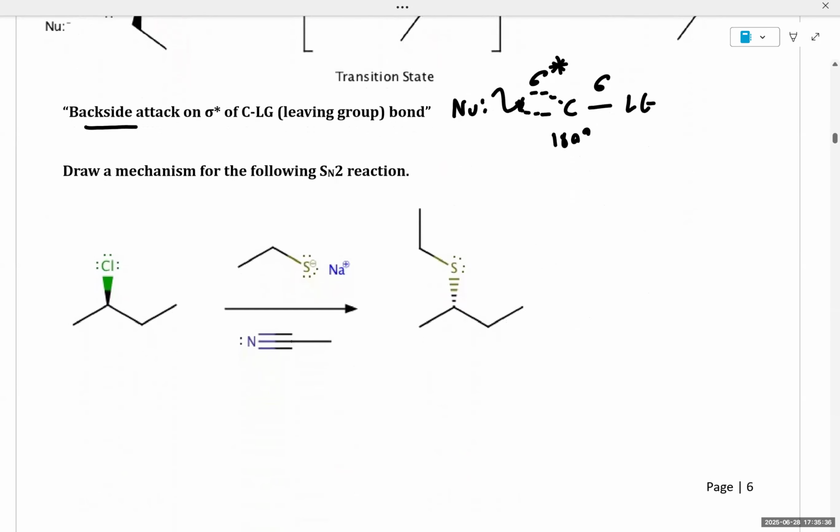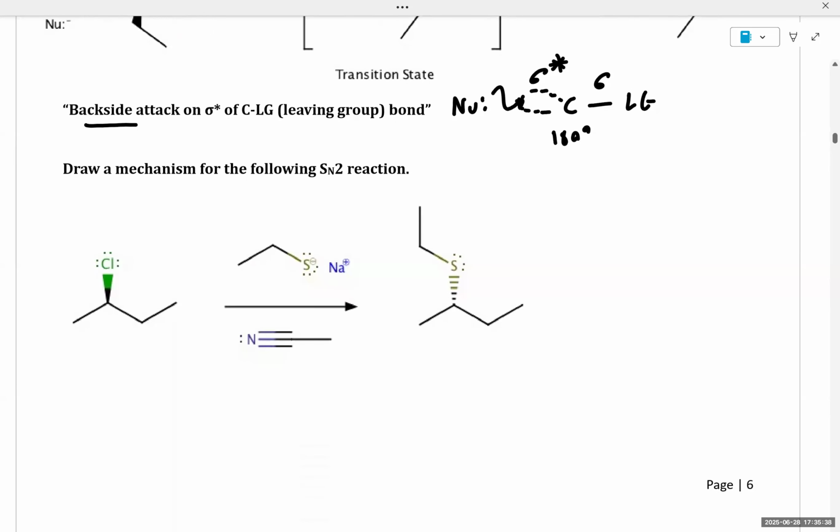So here's a typical SN2 reaction. Let's practice what we've learned and let's draw a mechanism for this reaction. For the mechanism, you don't need to draw the transition state. I just want to see the arrow pushing steps. So pause the video, work through this example, and then we'll discuss.